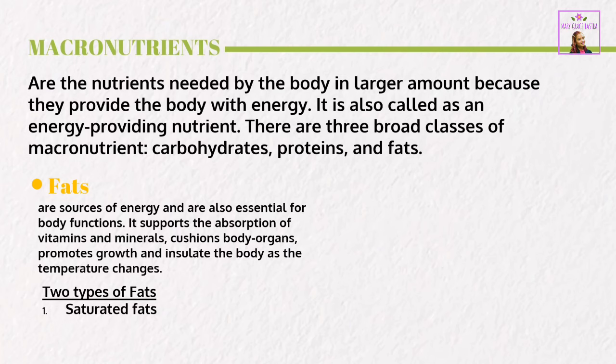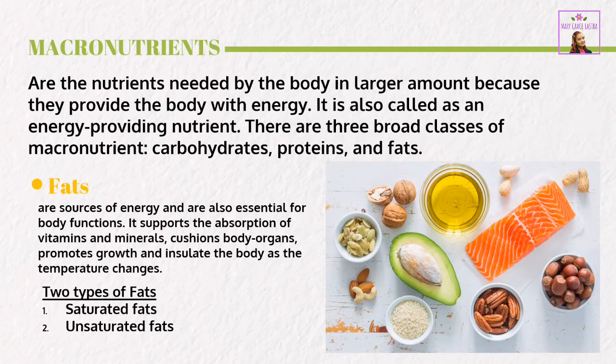The second type is unsaturated fats. These are found mainly in fatty fish such as mackerel and salmon, and vegetable oils such as sunflower, olive oil, corn, or canola and avocado oil. Unlike the saturated fats, unsaturated fats are liquid at room temperature. Consuming unsaturated fats rather than saturated fats is the recommendation of the experts.